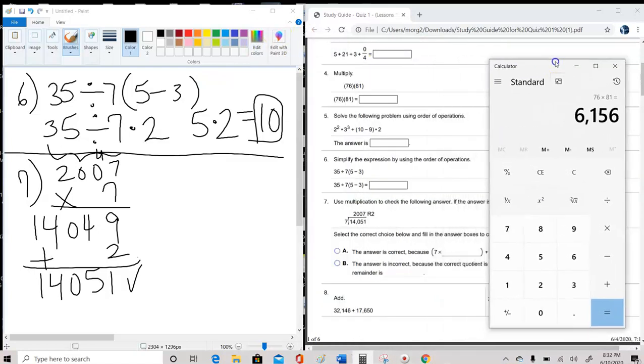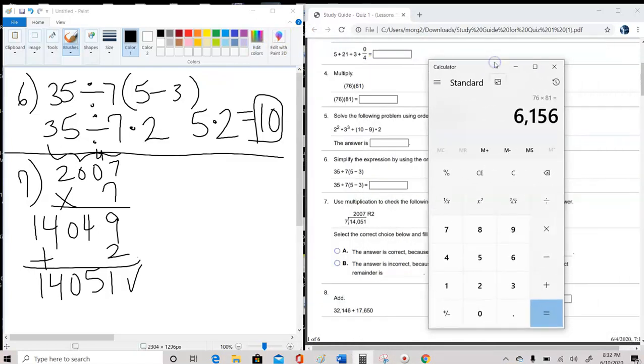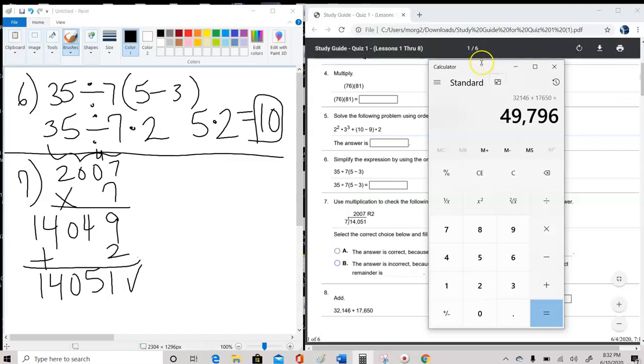Question 8, you can use the calculator. So we'll just put our numbers in carefully. Correct answer to number 8 is 49,796.